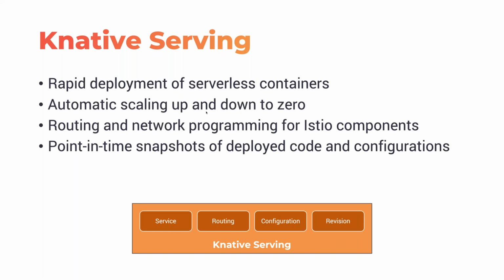Configuration is basically everything that is outside of code. Things like environment variables, things like configuration settings, things like ports, a lot of settings that are external to your microservice go into configuration. And every time you make a change to the service or configuration, you end up getting what is called a revision. So a revision is a point in time snapshot of both code and configuration.